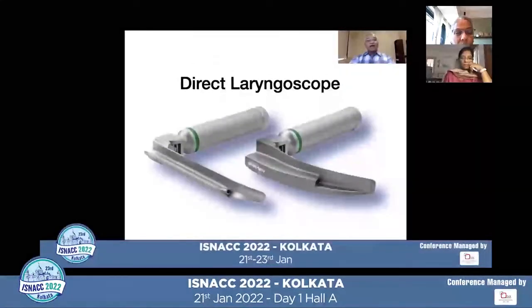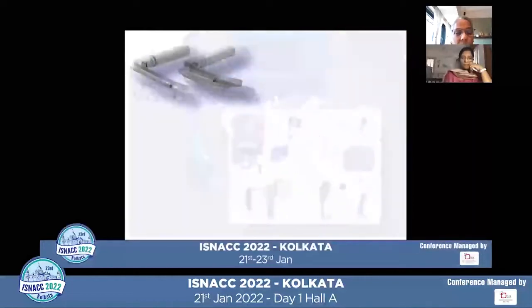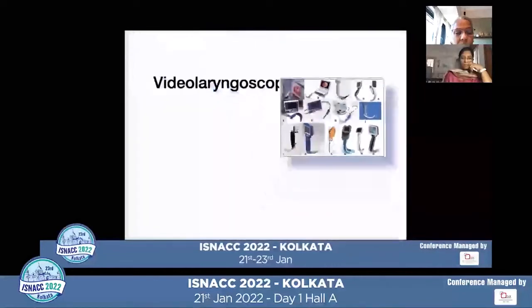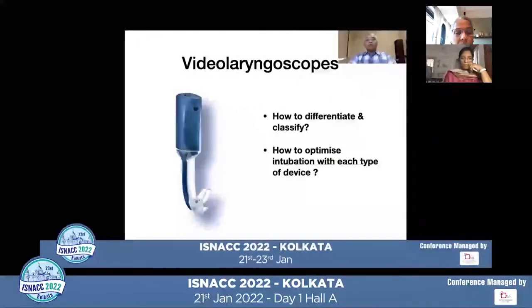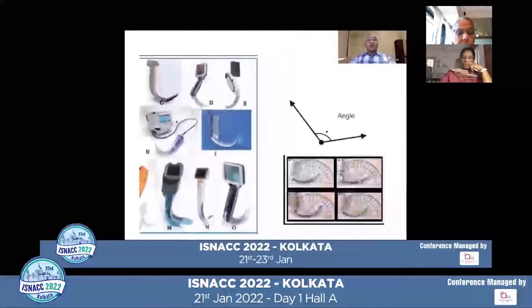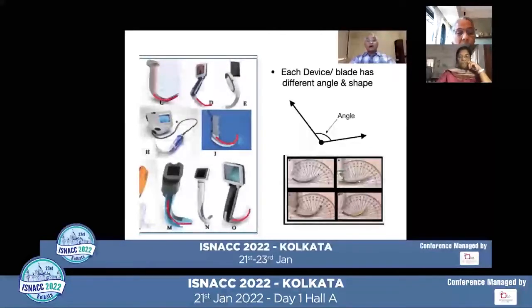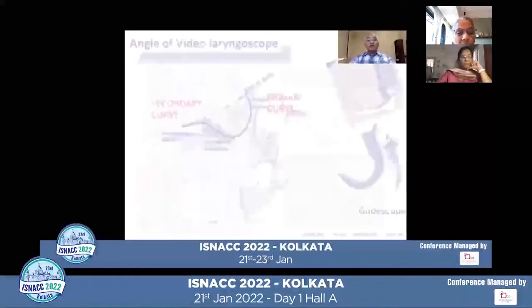Now, earlier with direct laryngoscopy, there were very few devices and we had to do very few things before we started the anesthesia. But now there are multiple devices and we have to understand them. So we'll try to understand how to differentiate and classify them and how to optimize intubation with each type of device. If you look carefully at the blade part which goes inside the oral cavity of every device, it has a different shape and angle, and we need to understand that.